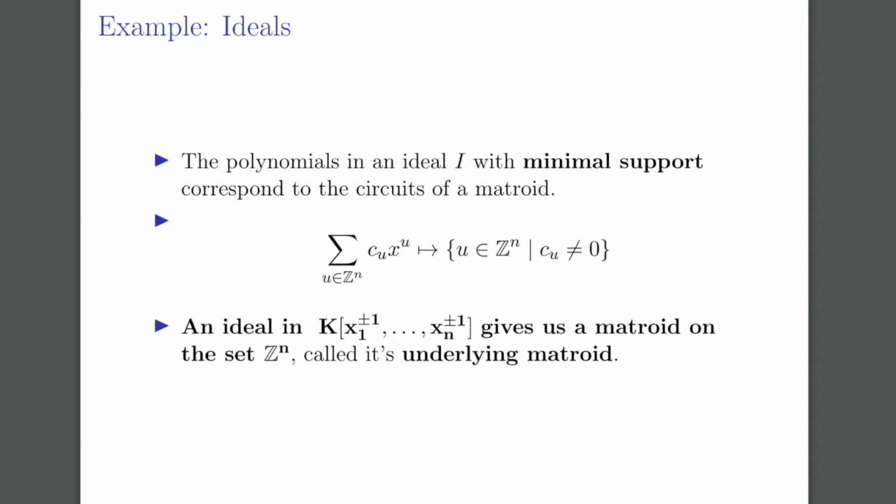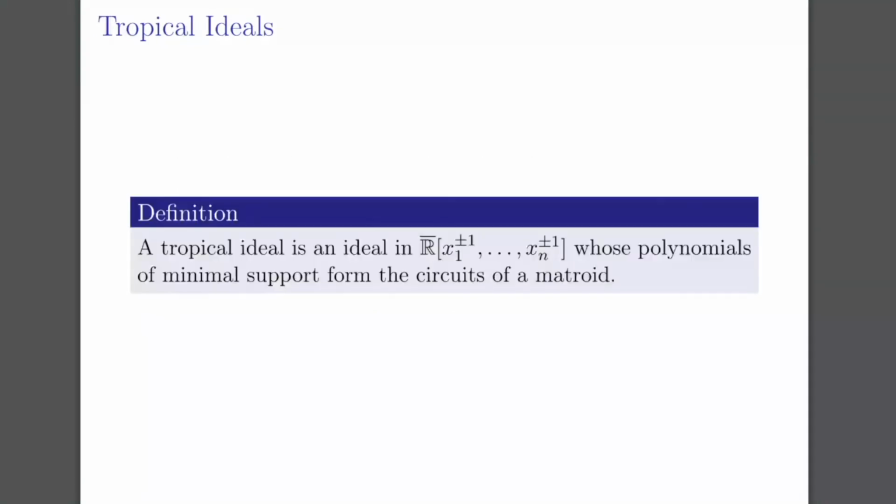All right, so I'll keep going. Great, with these definitions, I think we're ready to formally define a tropical ideal. A tropical ideal in a polynomial semiring over the tropical numbers is just an ideal whose polynomials of minimal support form the circuits of a matroid. So they have some generalized notion of subtraction between them.